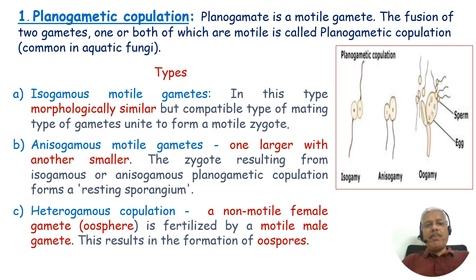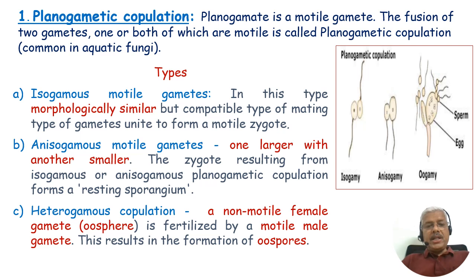Planogametic copulation. A planogamete is a small gamete or a sex cell. The fusion of two gametes, one or both of which are motile, is called planogametic copulation. This type of sexual reproduction is common in aquatic fungi. Various types of planogametic copulation are: number one, copulation of isogamous motile gametes. In this type, morphologically similar but compatible mating types of gametes unite to form a motile zygote.